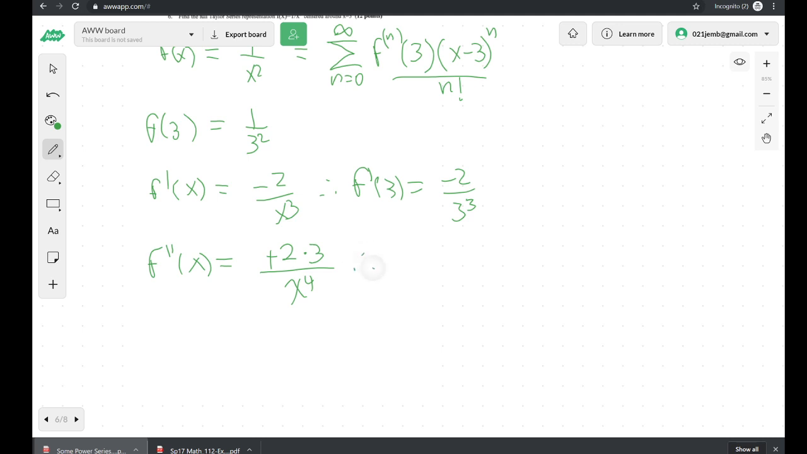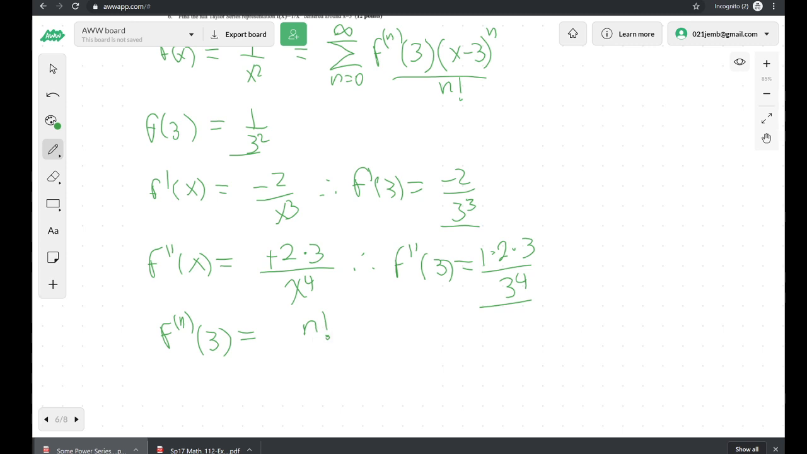And therefore, f double prime of 3 is equal to 2 times 3 times 1 divided by 3 to the power of 4. And I think that's enough to see the pattern over here. We see that on the numerator we have n factorial, so the nth derivative at 3 is going to have n factorial.